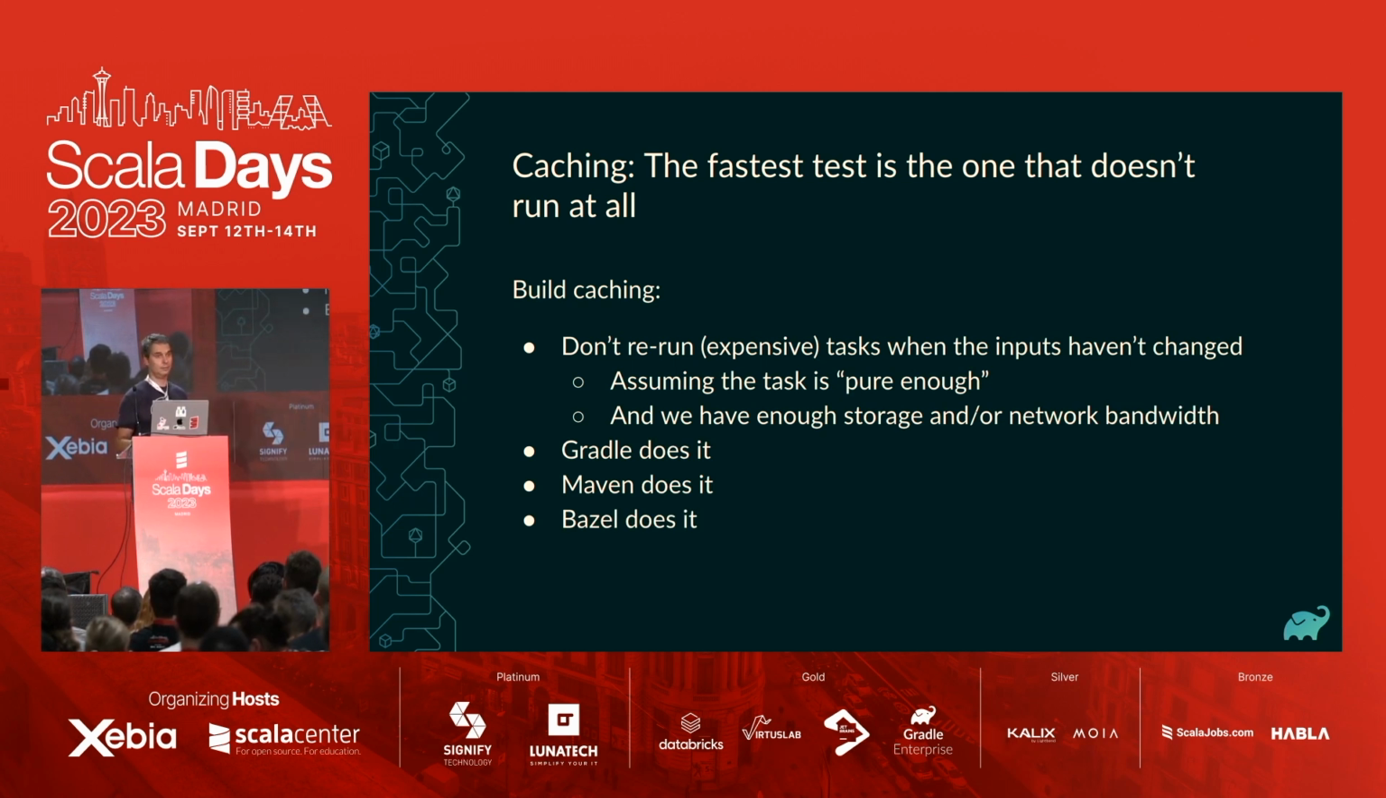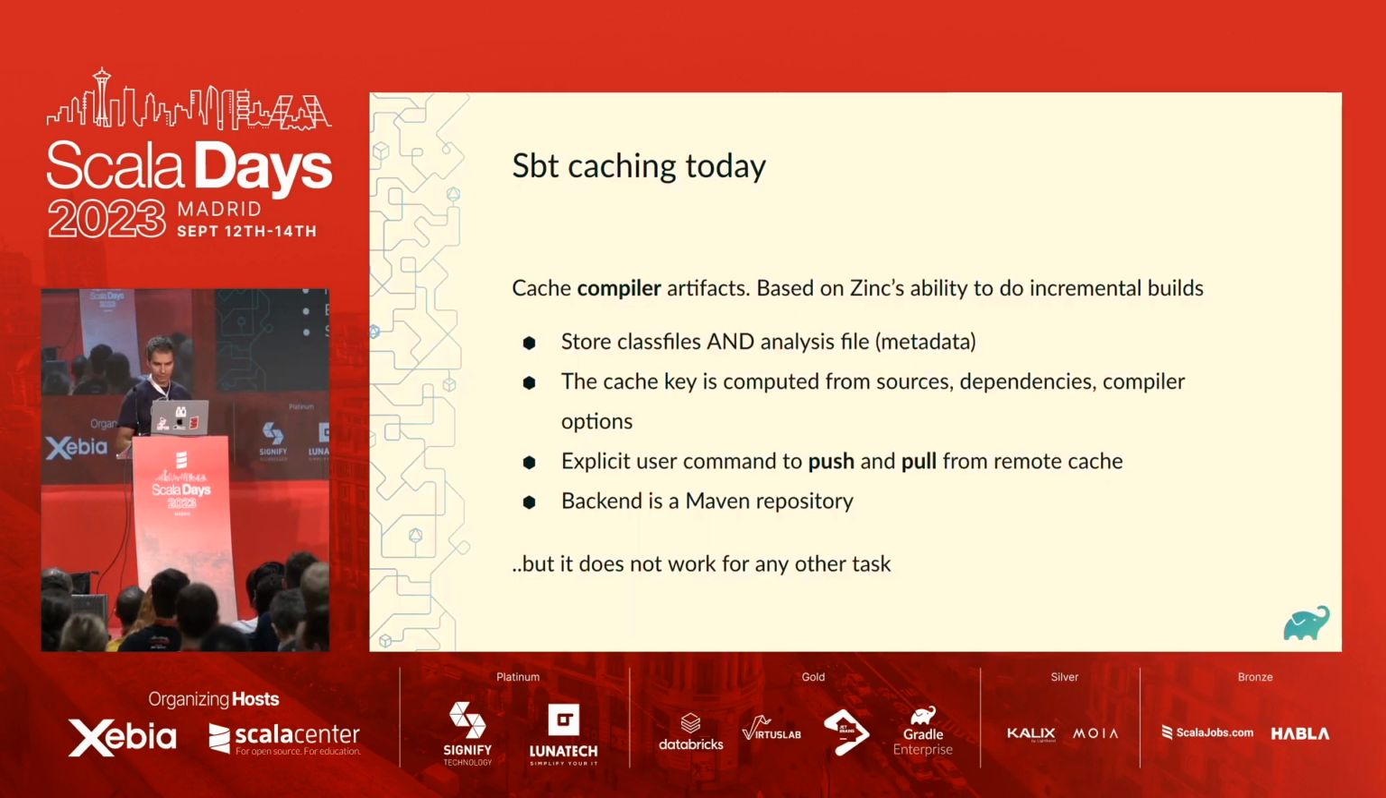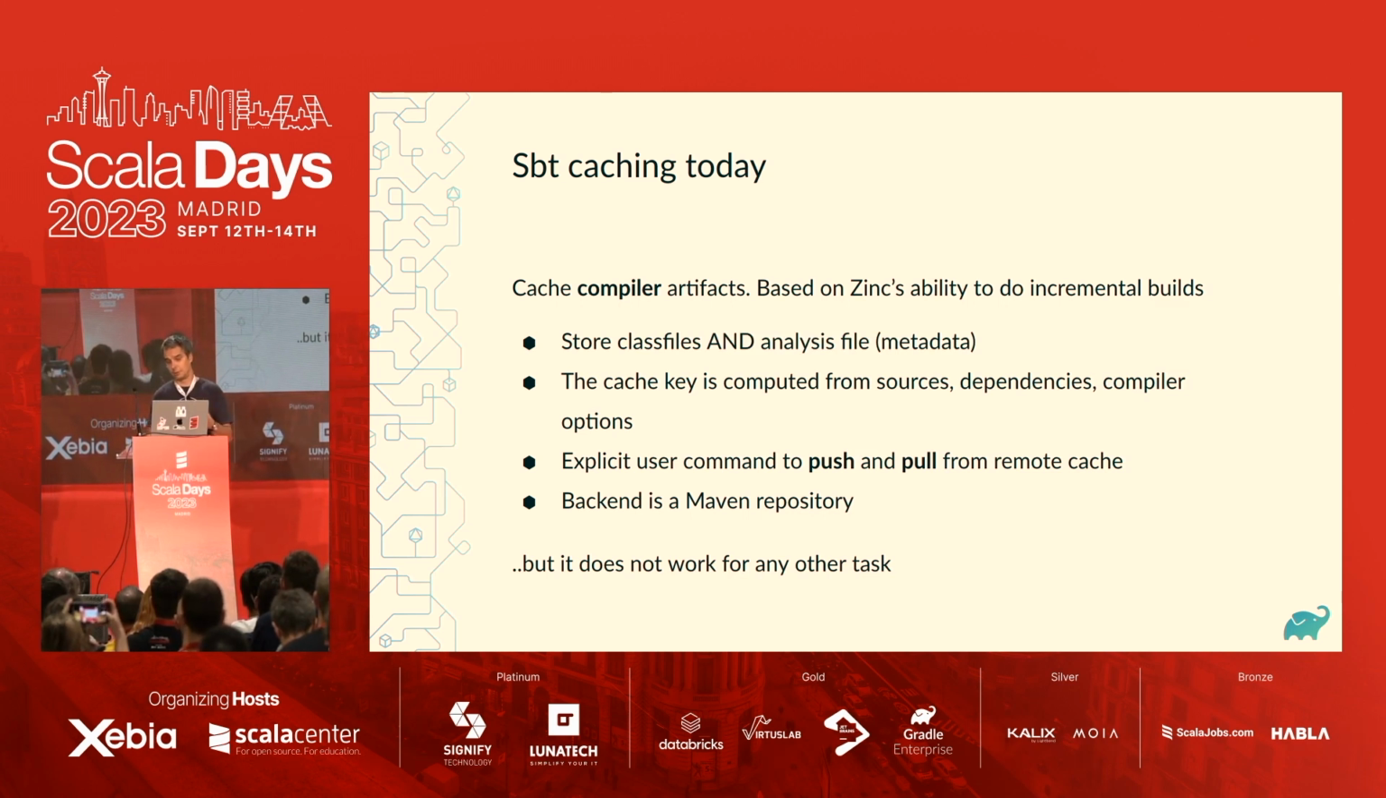So how about SBT? Well, SBT does something as well out of the box. There is a very specific caching mechanism that is tuned or focused only on compilation. So only compiler artifacts are today cacheable. And the idea there is that you store the class files and some metadata that the incremental compiler needs to use in order to determine what needs to be recompiled later on.